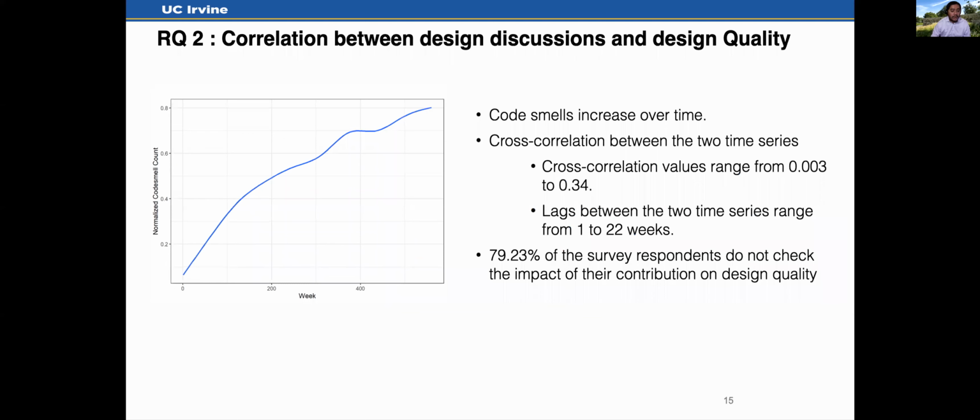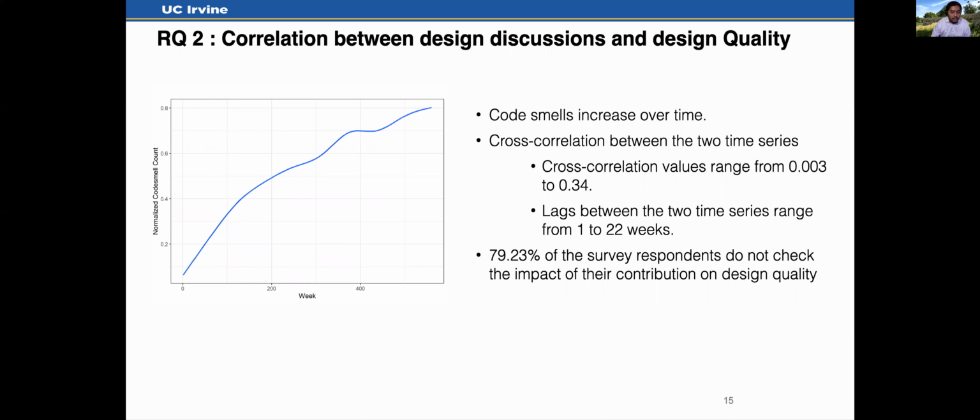Our next question was about investigating the correlation between design discussions and design quality. In OSS, design discussion is the only way to take care of design quality. Intuitively, projects that discuss their design regularly are likely to have fewer design issues. As design discussions happen throughout the project's life, we want to see how that helps design quality. And we start by looking into the situation of design issues across projects per week.